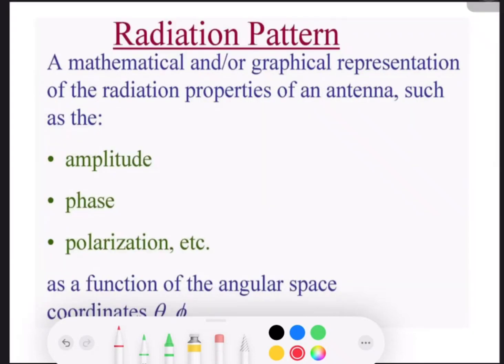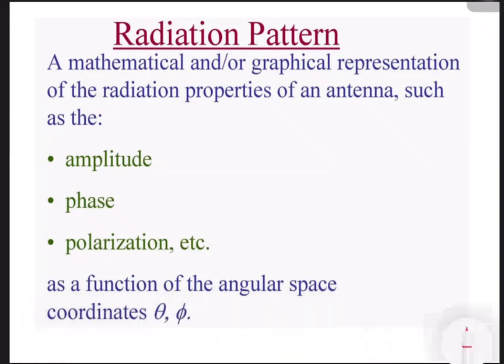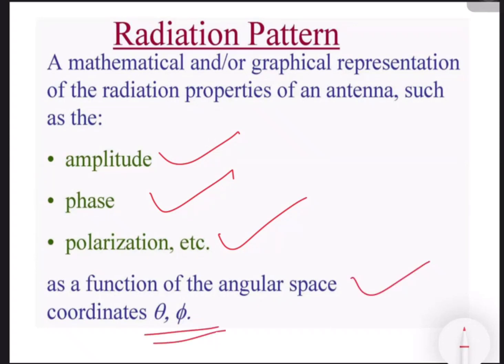And when we are representing the radiation pattern in mathematical equations or on a graph, the three important parameters which we keep in mind are the amplitude of the signal, the phase of the signal, and the polarization of the signal. And that's the reason why, when we are defining the radiation pattern, we consider the functions of angular space coordinates, that is theta and phi. So we can represent the radiation pattern in terms of amplitude, in terms of phase, and in terms of polarization.